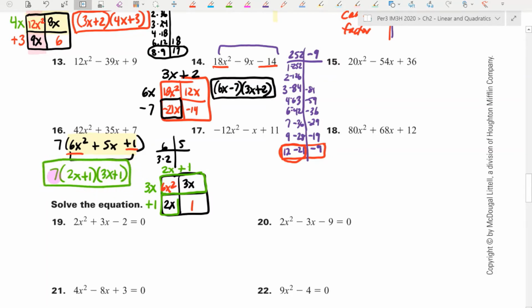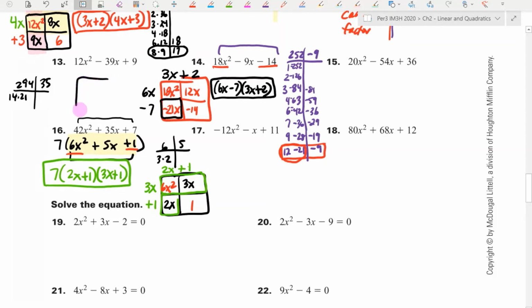Now, let's say that you forget to take out the 7, and you multiply 42 times 7, which is 294, and you had to get 35, and you used, let's see, what would go into that? So 294, it'll be 14 and 21. So let's say you did that. Now, that's not going to give you the wrong answer. It's just not going to be complete.